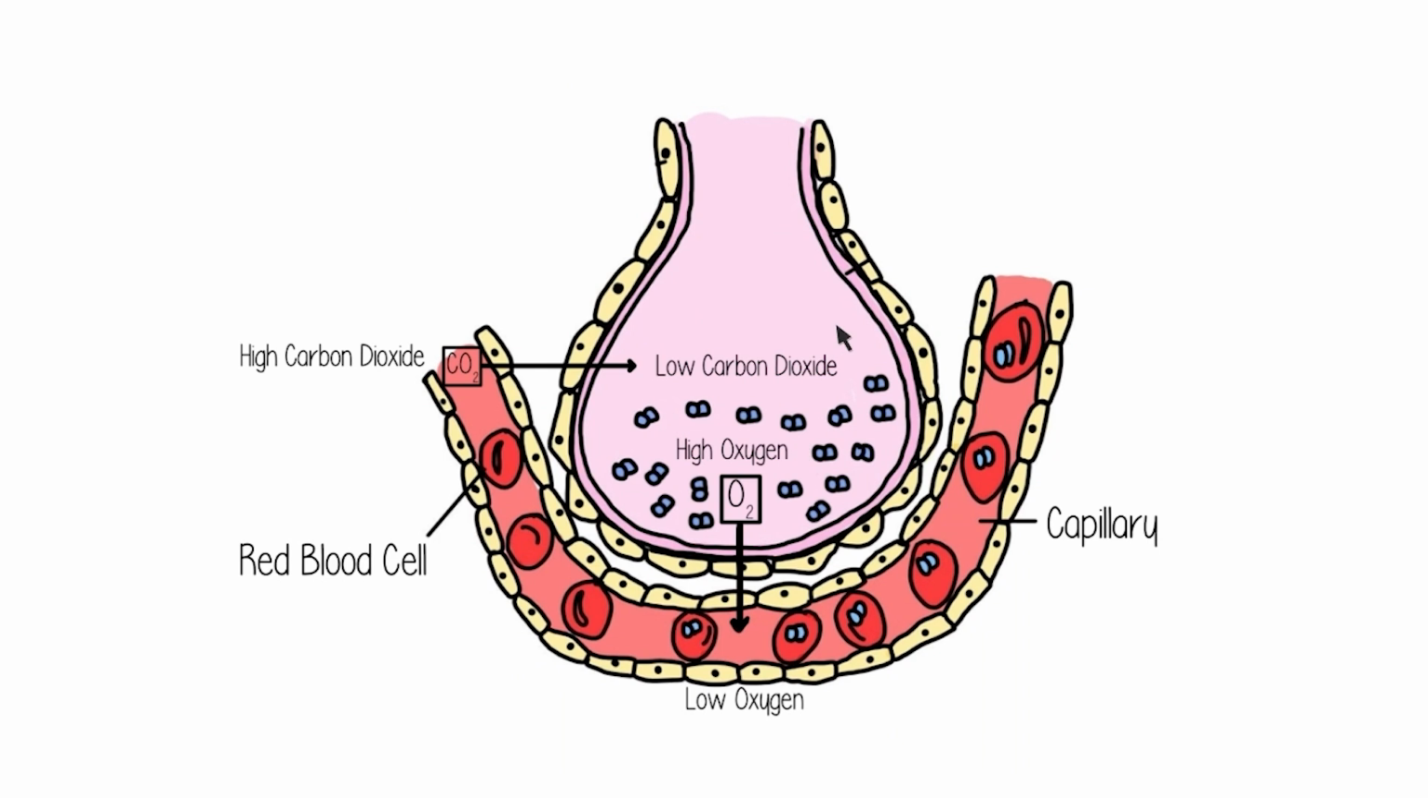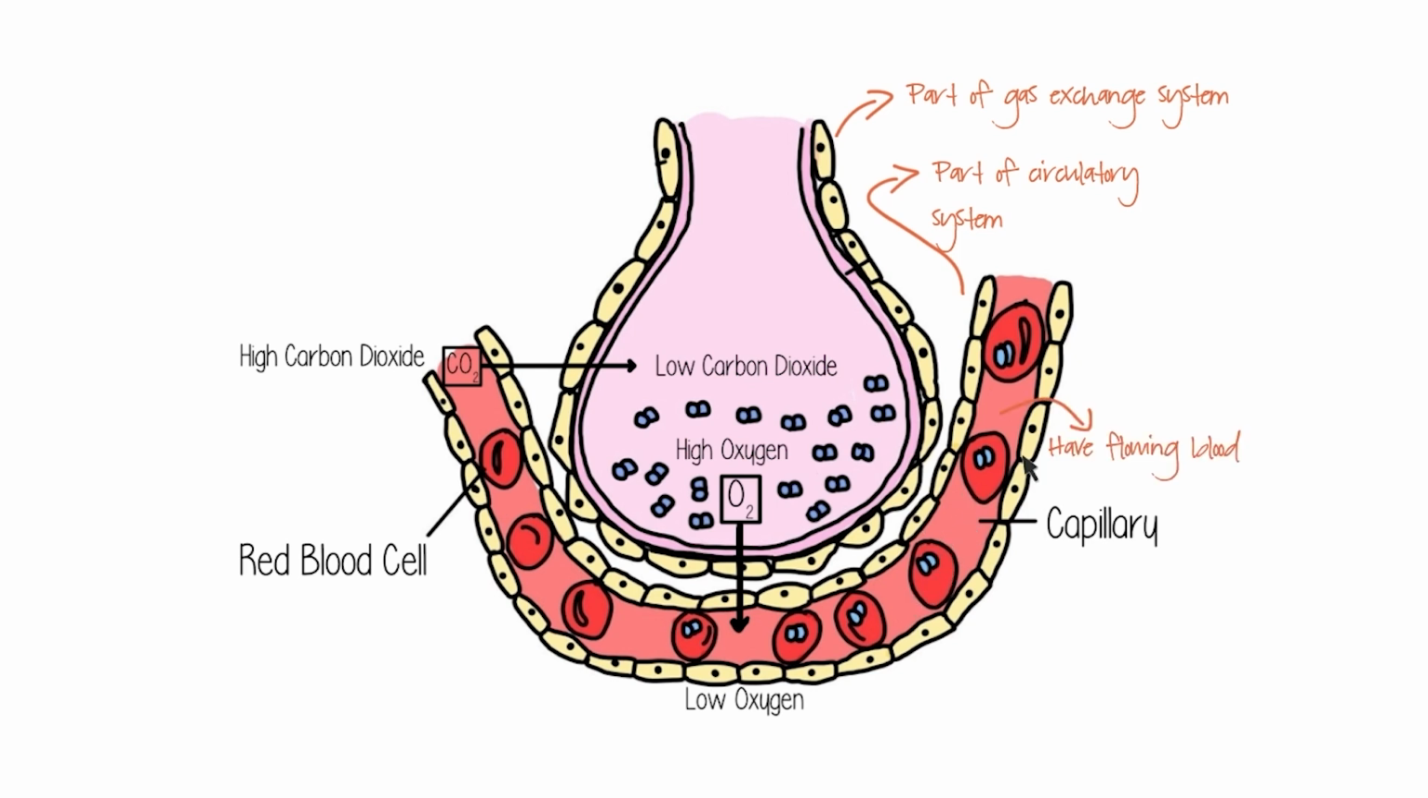Take a look at this alveolus. Alveoli, by the way, are little air sacs present in the lungs where gas exchange can occur. So they're part of the gas exchange system. Oxygen diffuses from the alveoli into the blood, which you can see here in this capillary. The capillary is part of the circulatory system. So as you can see, the two systems are very closely linked. And the capillaries have blood in them that is always flowing. So that flowing blood brings carbon dioxide from the body where it can diffuse into the alveoli.